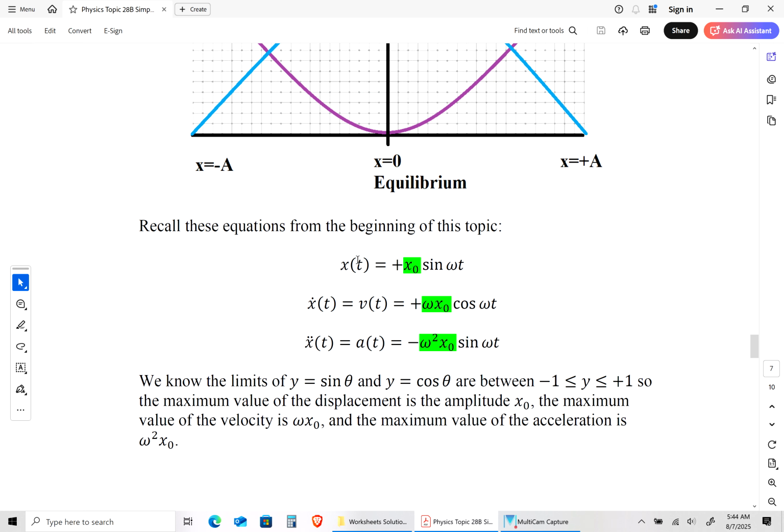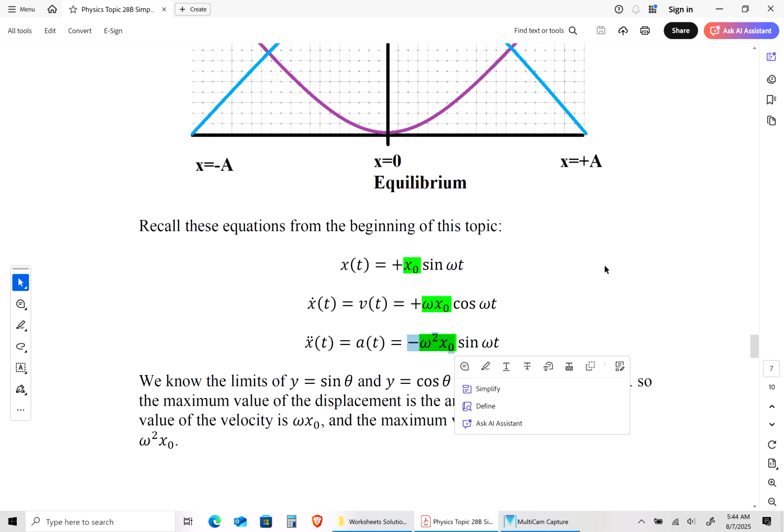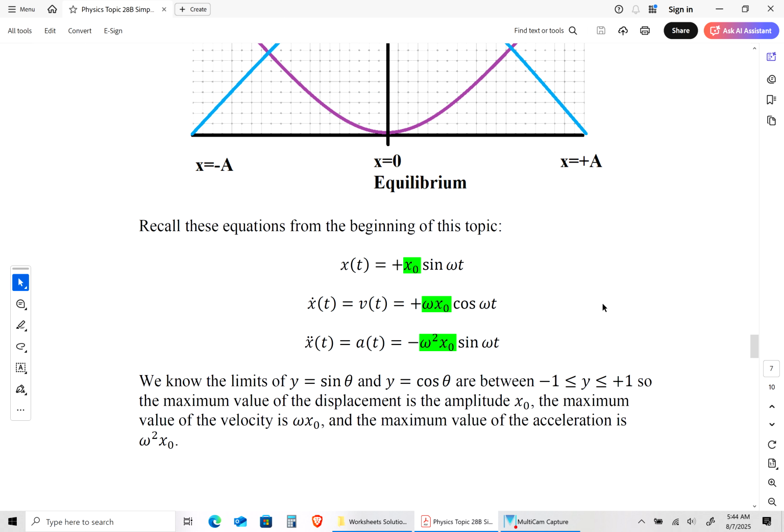So the derivative of displacement gives us velocity. The derivative of velocity gives us acceleration. What's the magnitude of displacement? What's the maximum value of displacement? It's this. What's the maximum value of velocity? It's this. What's the maximum value of acceleration? It's this. Because we know that the maximum value of sine and cosine is 1.